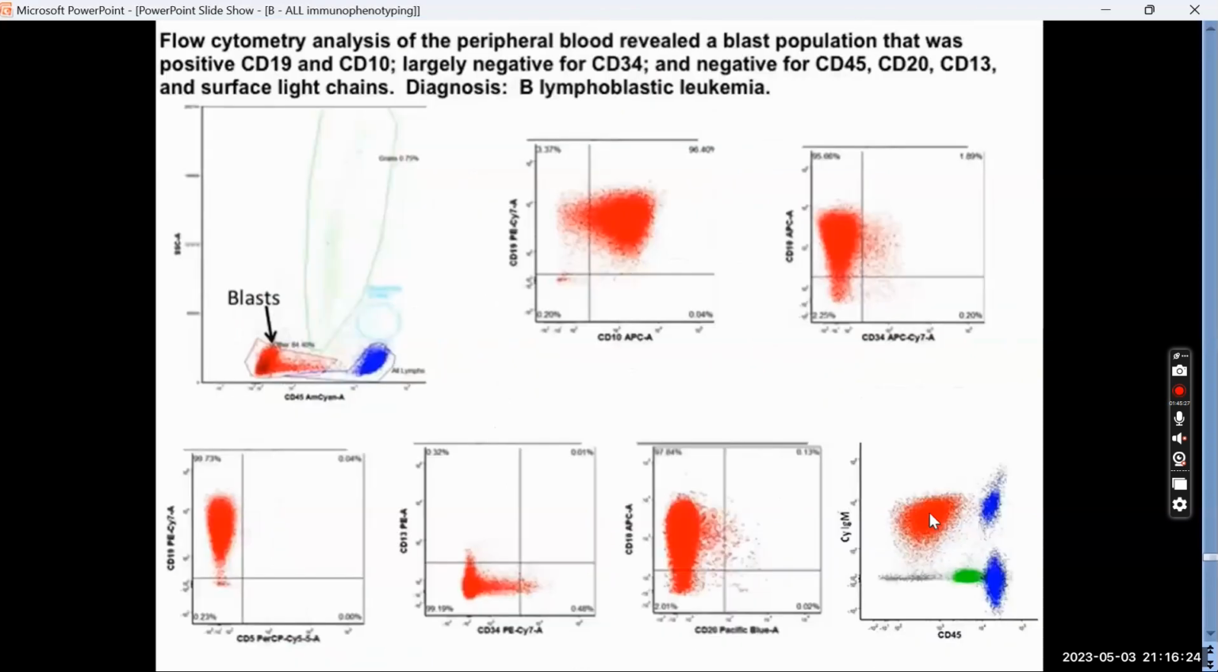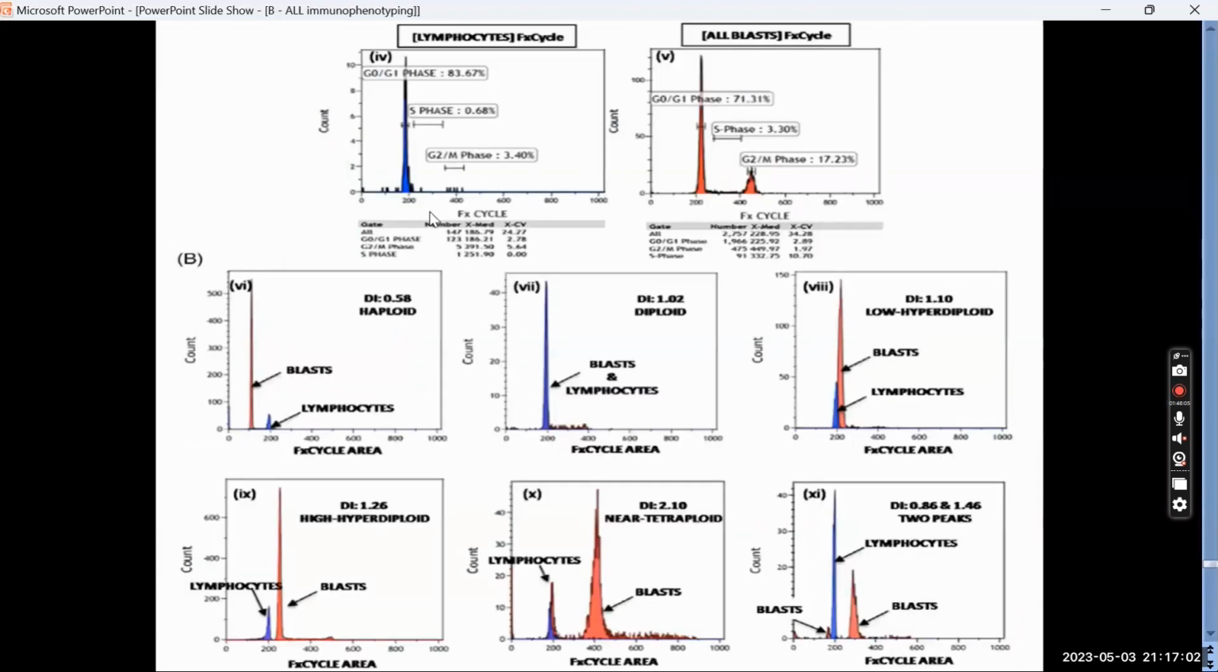How do you do this? I'll show you now. So now you get the blast, and after getting the blast, you also get the lymphocytes. There is a marker called FxCycle Violet, like propidium iodide, a DNA binding dye. You use that marker along with some gating markers like CD19, CD10, CD45, etc. So you need to gate the blast, and similarly you need to select the lymphocytes. Then you need to see how this FxCycle Violet, which is the DNA binding dye, is expressed in lymphocytes and how it is expressed in blasts.